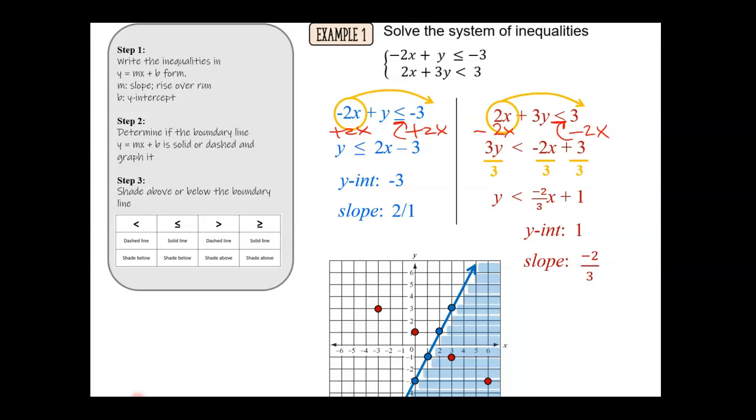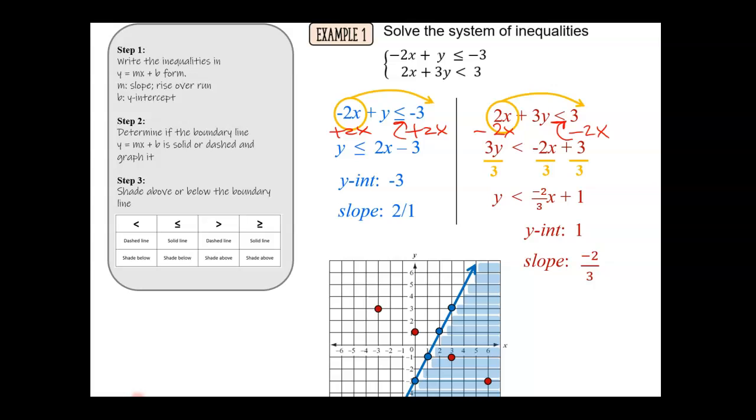But then, here's the question. What kind of line is it? What kind of line is it? So, what is it? Dashed or solid, and is it shaded above or below?